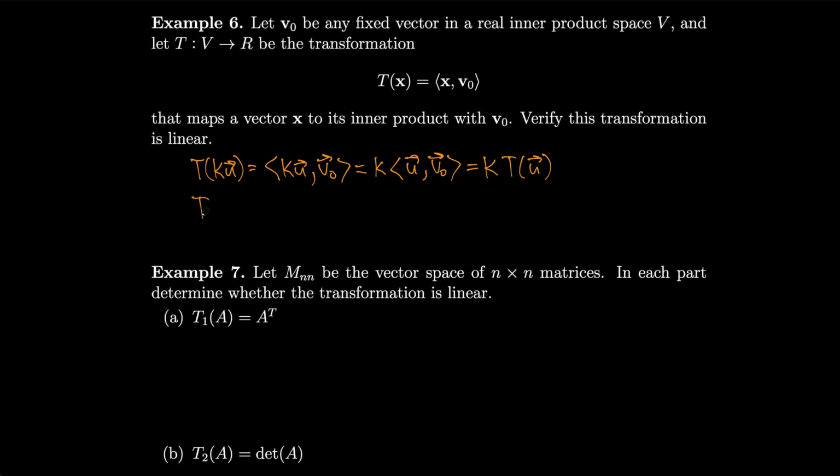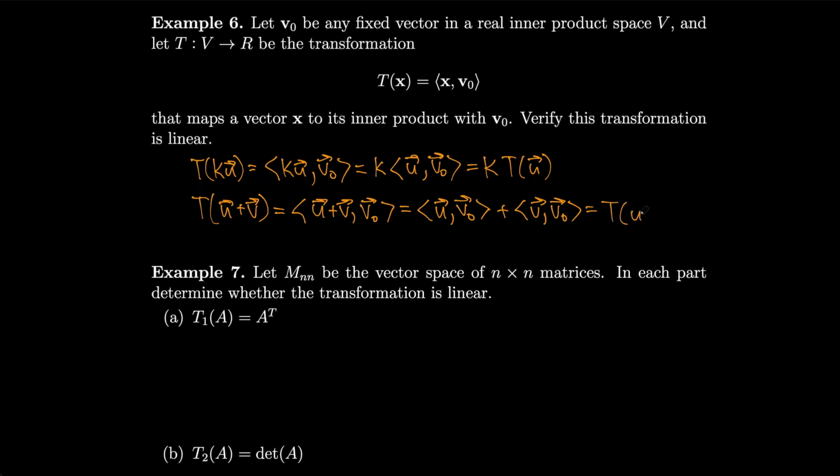Okay, how about T of u plus v? So that'll be the inner product of u plus v with v0. So that separates into the inner product of u with v0 plus the inner product of v with v0. And that's just T applied to u plus T applied to v. Cool, so that's a linear transformation too.